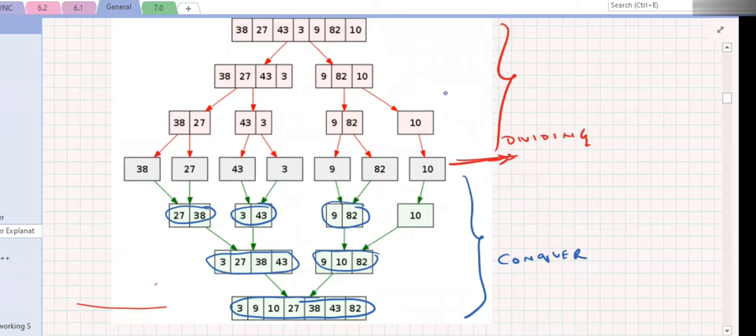Yes, ma'am. Okay. Can somebody give it a try in your own words? Can you explain what is divide? First, one person can explain what is divide. If you want to explain divide and conquer, first, how will you explain divide?